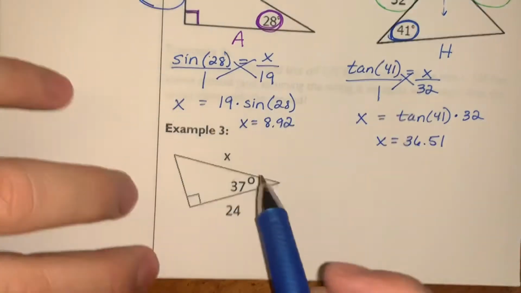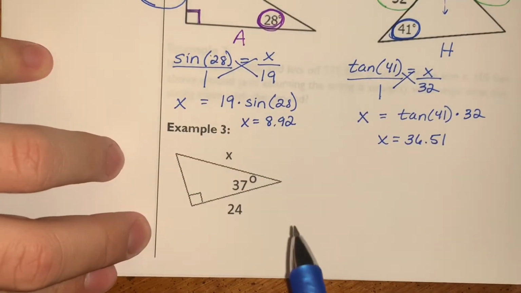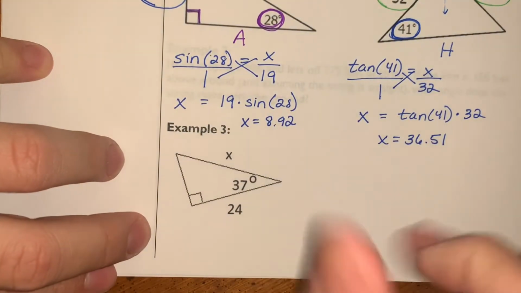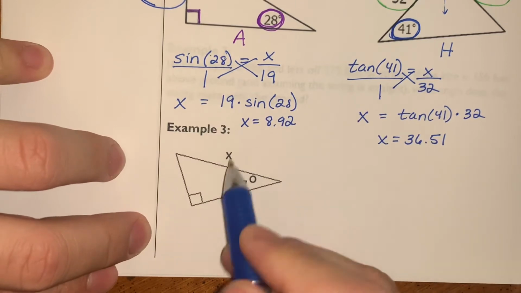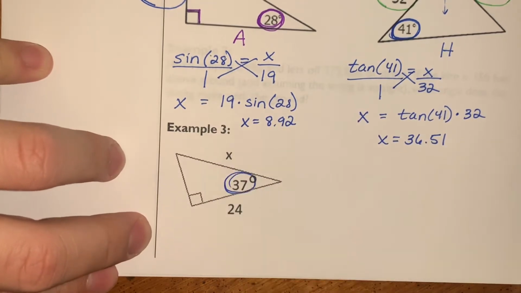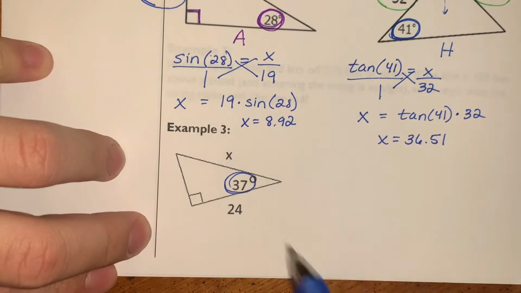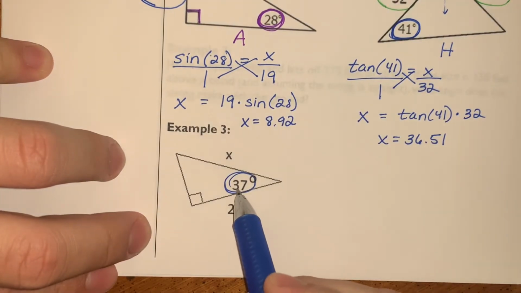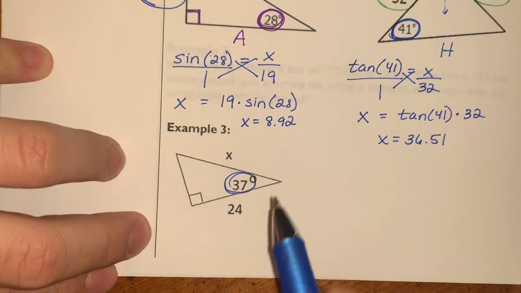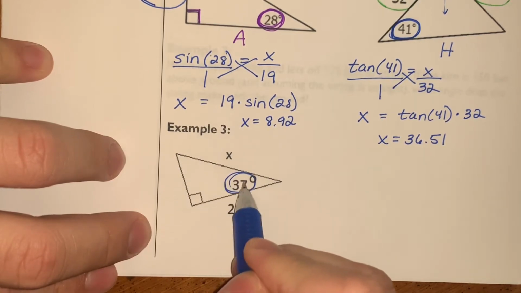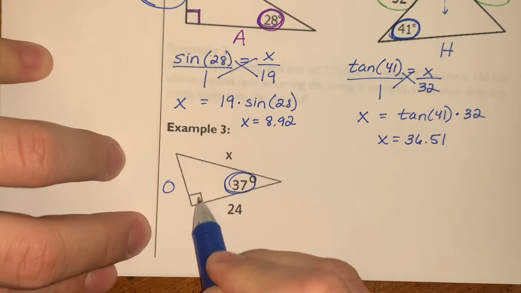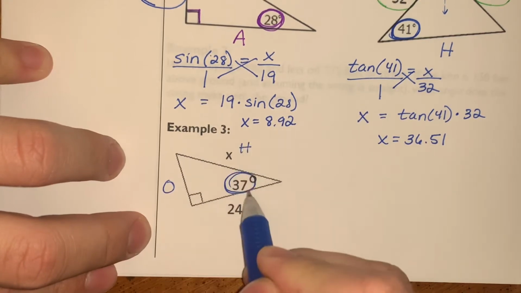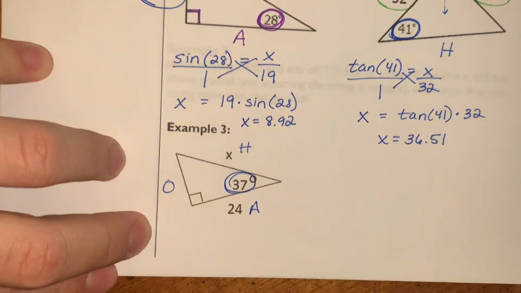All right, now let's look at this example, and then I'm going to go over some more of the problems in the back. So again, from the perspective of this angle right here, this is going to be a little bit different, but you just have to do one extra step. If I think about the angle 37, let me label the parts of the triangle. Opposite of that is over here, the hypotenuse is opposite of the 90 degrees, and then what's left is the adjacent.